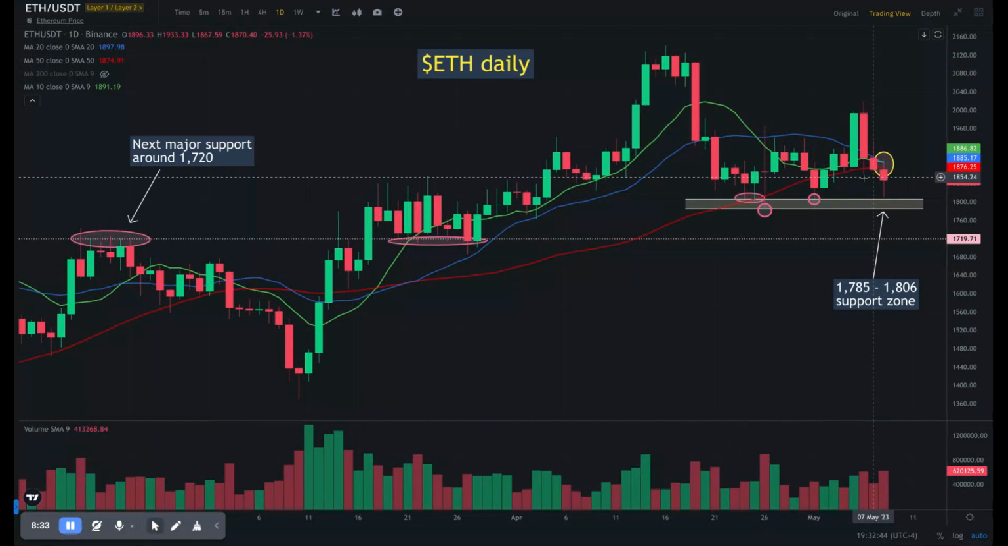And we've got short-term support of the prior swing lows, just like on Bitcoin, in the 1785 to 1806 range. If this level fails to hold after an undercut, then look to find much more significant support at the 1720 area, which is support of the prior lows from back in March, as well as prior highs from February. So it's a major area of horizontal price support around 1720.